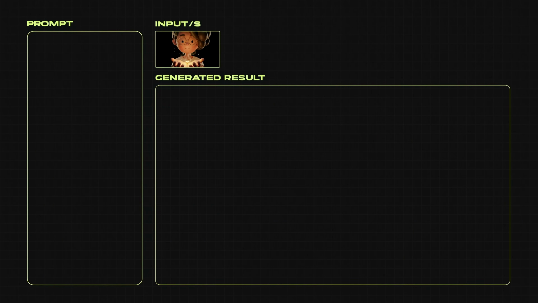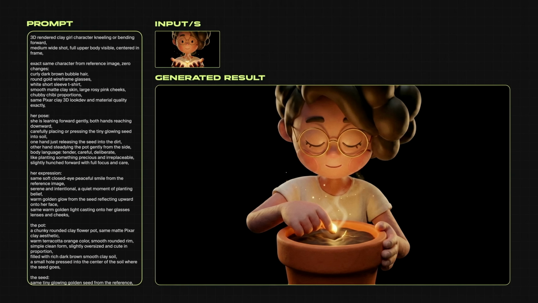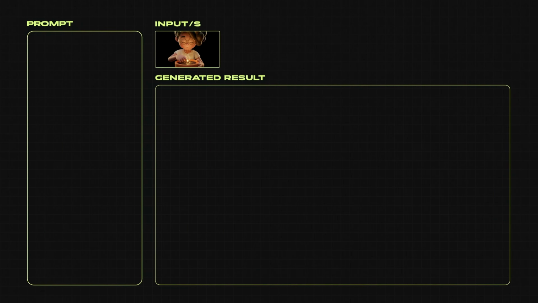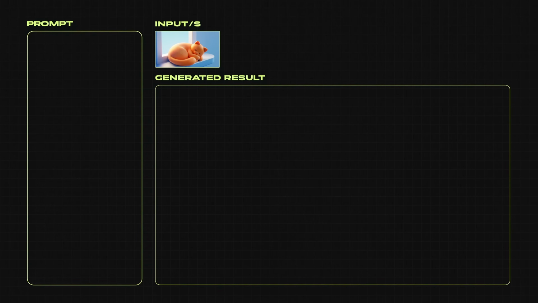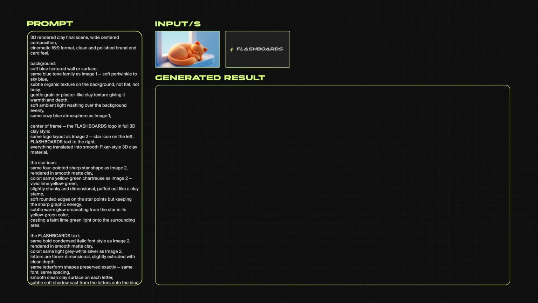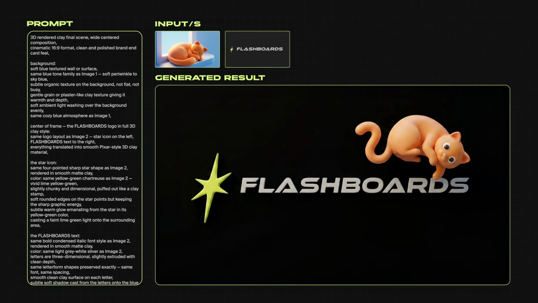Now I'll select this result to create the next scene where she plants the seed in a pot. Building on that result, we'll create the final story scene. The seed grows into an enchanted plant, and the character looks up at it proudly. Beautiful. Now for the final logo shot, I'll select the main cat reference along with the logo itself. The idea is that the cat floats around the logo in a playful, magical way, revealing the icon and the word mark. So I'll describe that with clear details. And the final shot is locked.